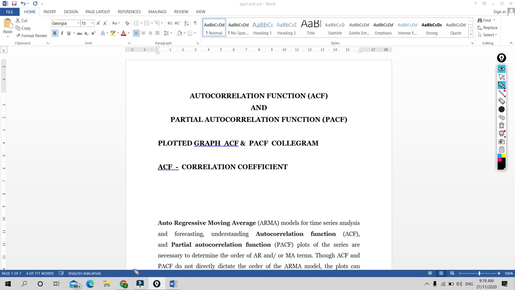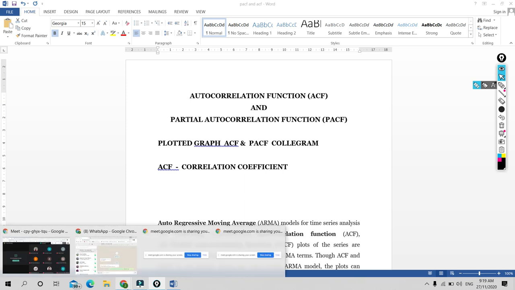Assalamualaikum. Salam. Doktor macam mana nak tahu kata PC? Macam kalau tiga variable, yang tambah ketiga tu PAC. Ya.